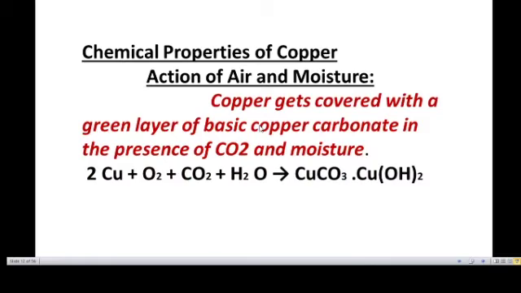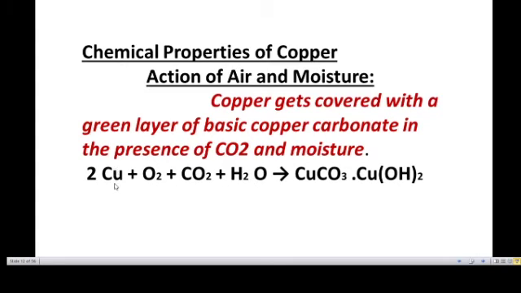Then chemical properties. What are the important chemical properties? Action of air and moisture. Copper gets covered with a green layer of basic copper carbonate in the presence of carbon dioxide and moisture. This is the important reaction. Copper reacts with the oxygen, carbon dioxide and water, all available in the air.